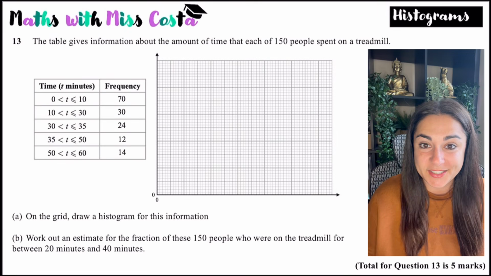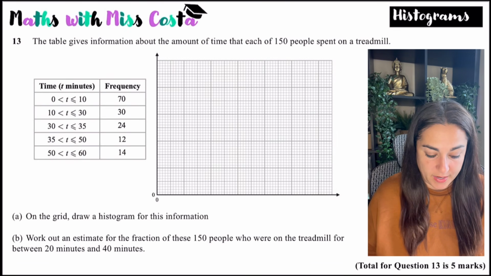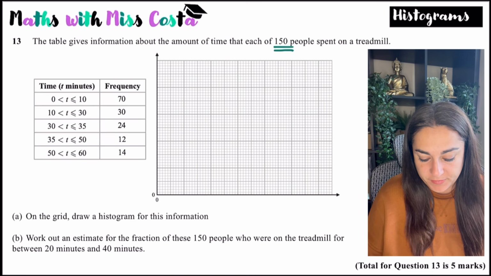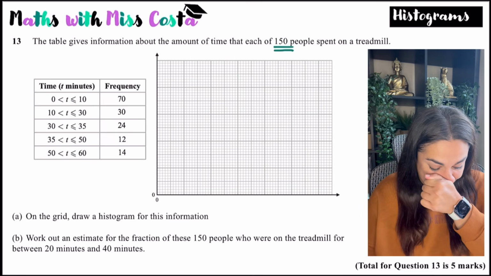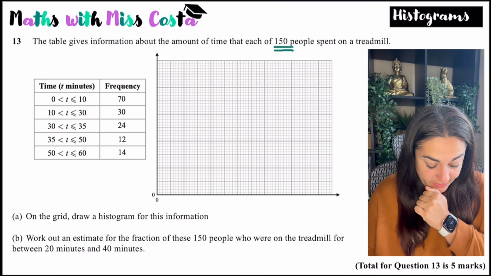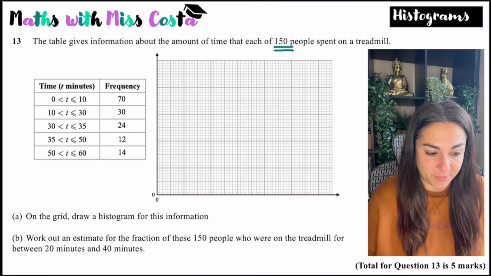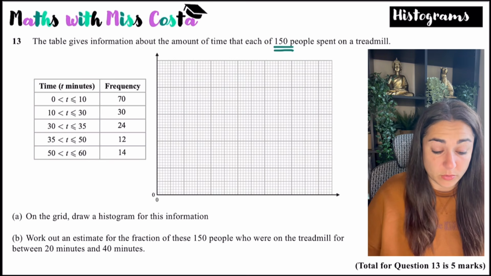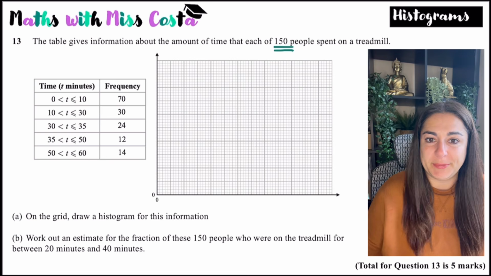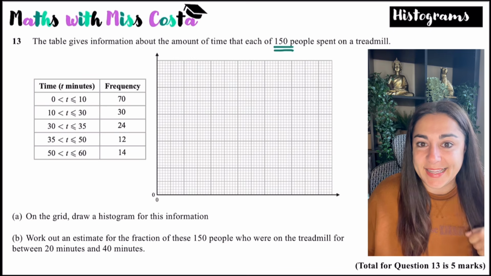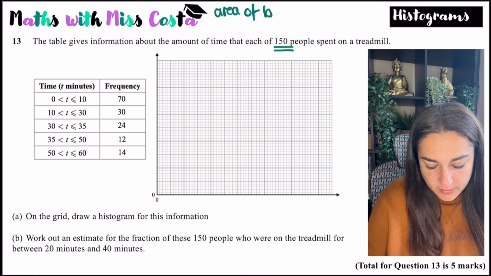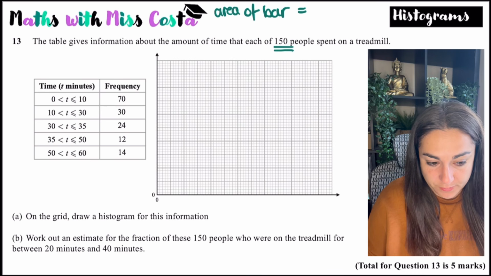Okay, so here I've got a histogram question. I'm told that the table gives information about the amount of time that each of 150 people spent on a treadmill. I'm first asked to draw a histogram for this information. When I'm drawing a histogram, the really important thing that I need to remember, especially if you don't like remembering formulas, is that the area of the bar is equal to the frequency.